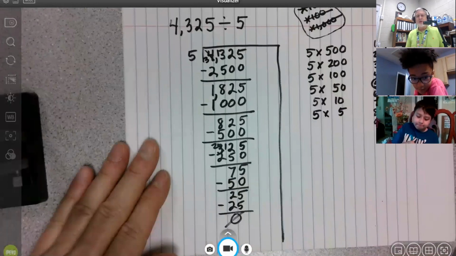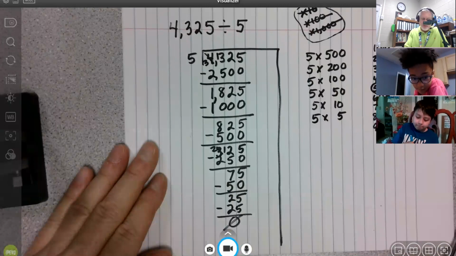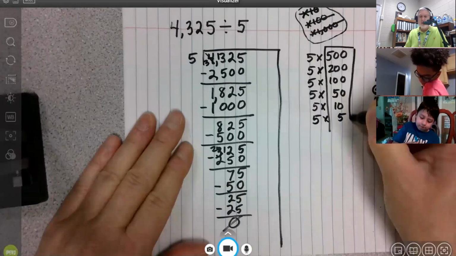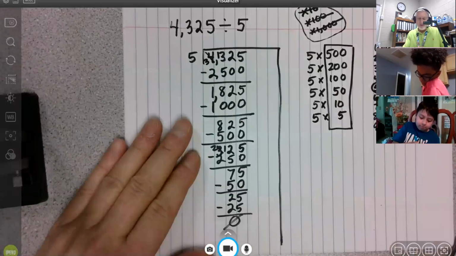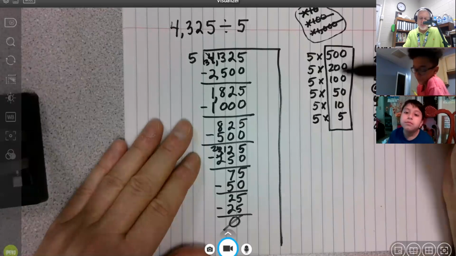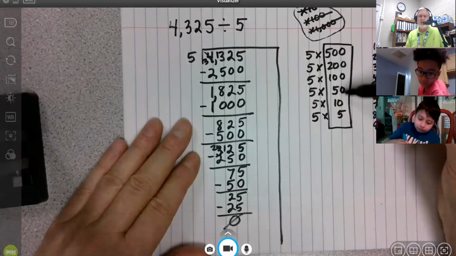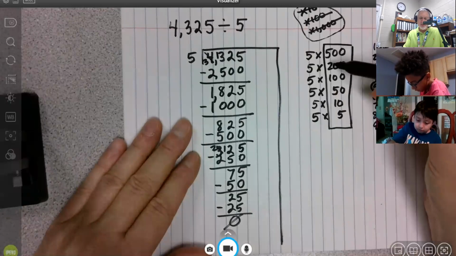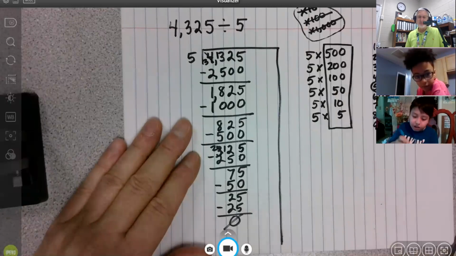Okay, no remainder. So now we want to add up all of our answers. These are all part of our quotient. That's what we call a partial quotient, because each one of those we're going to add together. So 500 plus 200 plus 100 is how much?